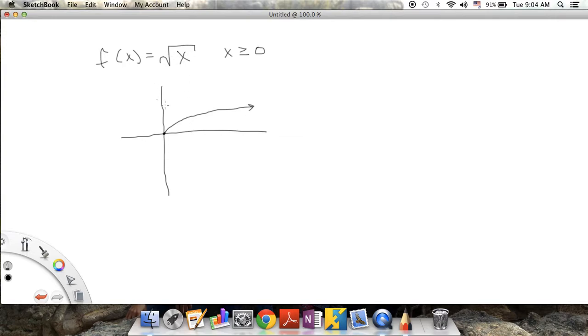Now, if you remember this graph and you remember all our translation rules, then graphing the other ones should be not too difficult at all. Our y-intercept here is obviously at 0, 0. Our x-intercept also, we only have 1, and it's at 0, 0. So we have our domain here, and our y-intercept and our x-intercept.